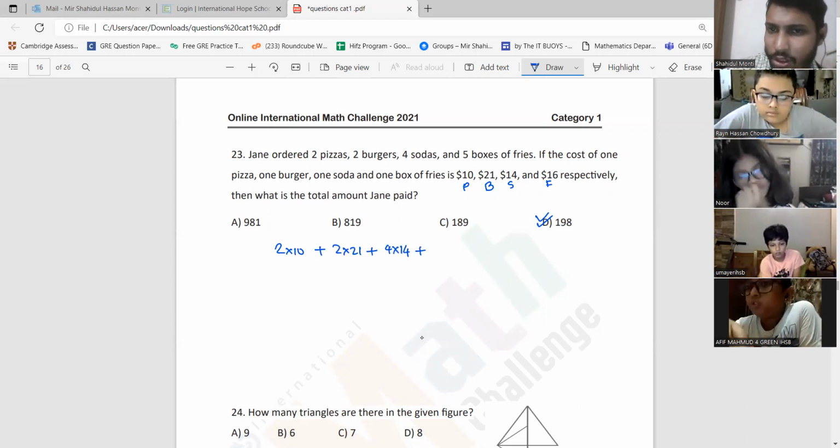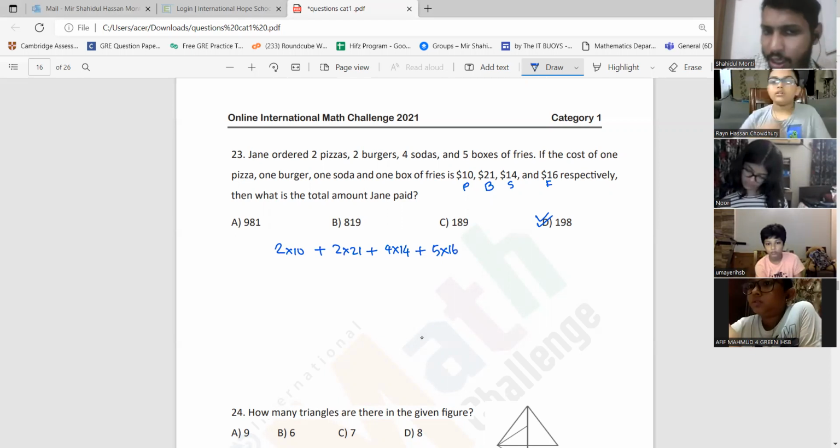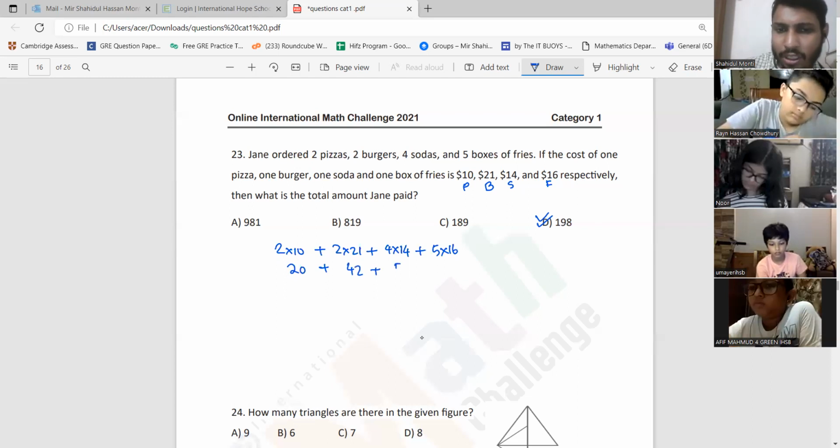Then we have 5 boxes of fries. 1 box of fries is equal to 16. 5 box will be 5 into 16. So let's do this. 2 multiplied by 10, 20. 2 multiplied by 21, 42. 4 multiplied by 14, 56. 5 multiplied by 16, that is equal to 80.